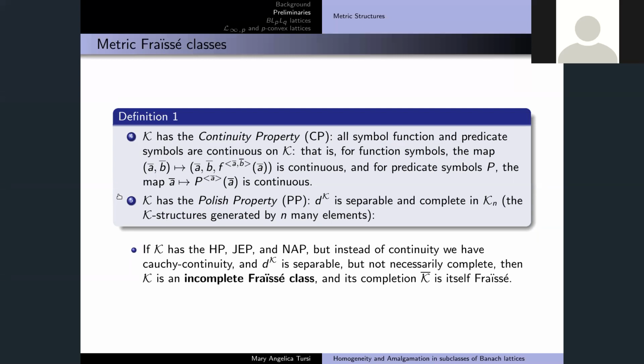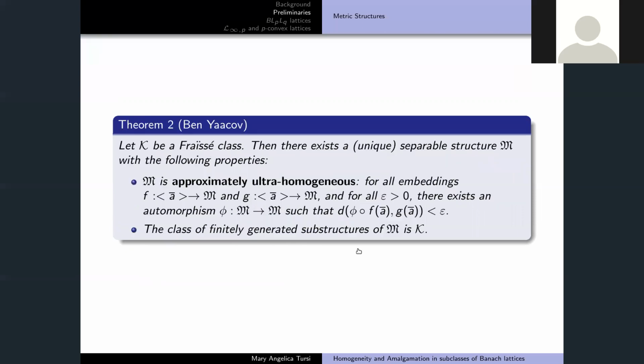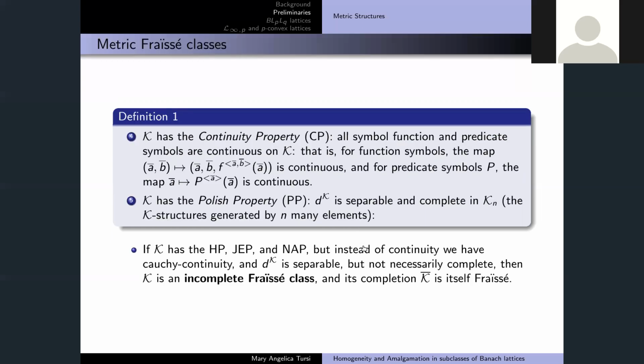And the last property is the Polish property, which means that this DK is separable, so I can get countably many representative generating tuples, and it's going to be DK dense. And also it's going to be complete. So if I have some sort of DK Cauchy sequence and it converges to some other tuple, that tuple is also going to be in K.